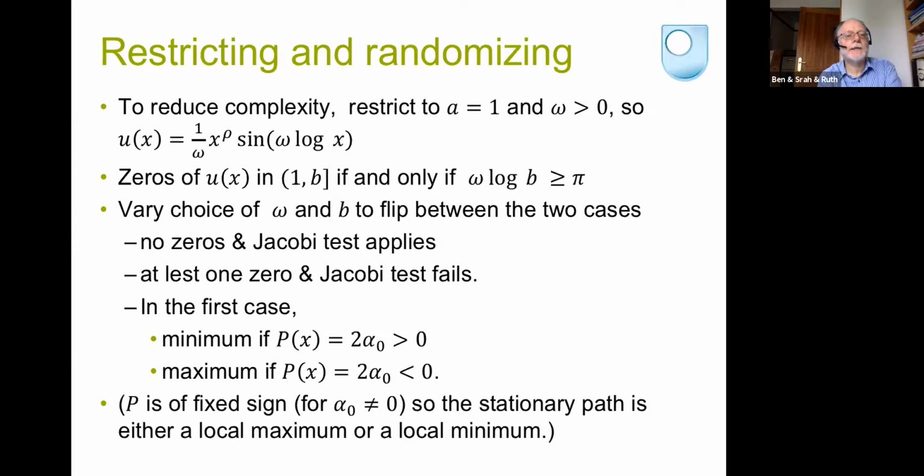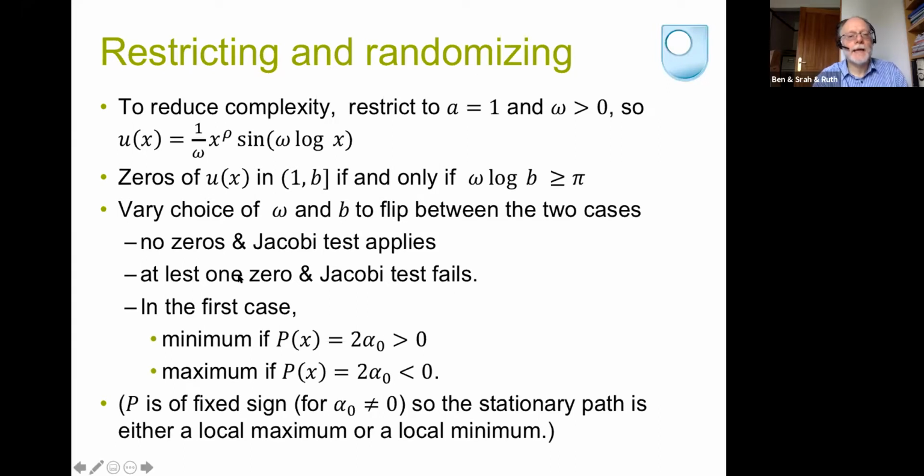And if we did have no zeros, so no conjugate points, then we could flip between whether we had a minimum or a maximum. In this case, the possibility of a saddle point didn't arise because the function p of x didn't change sign in the relevant interval, being a constant.